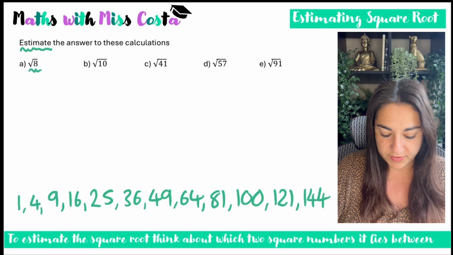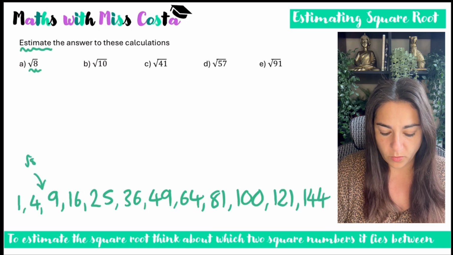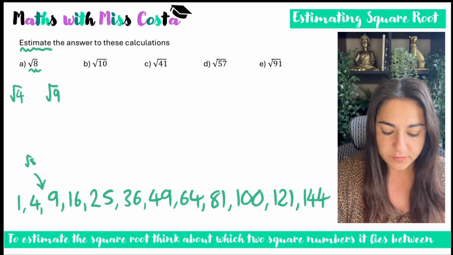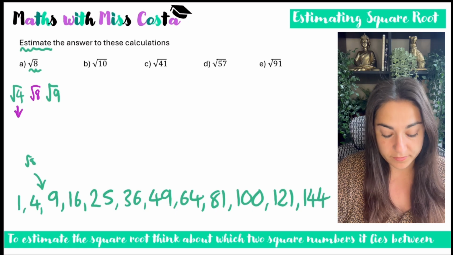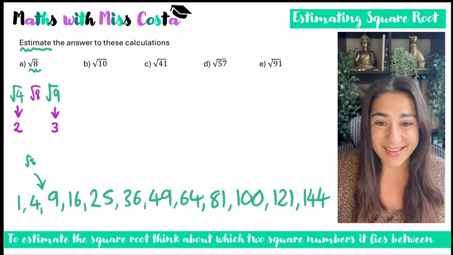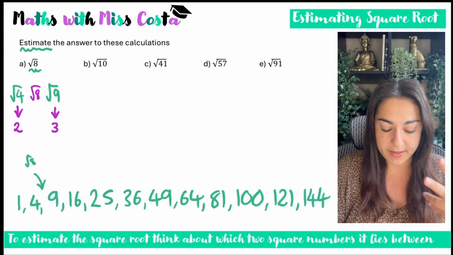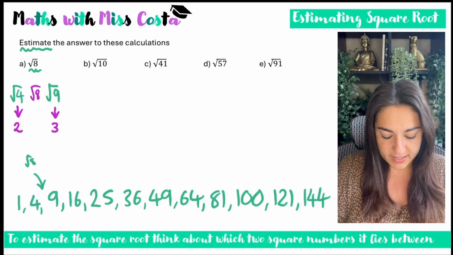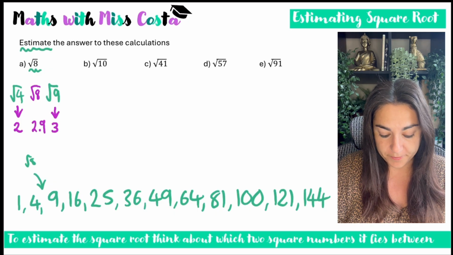So the square root of 8 lies between the square root of 4 and the square root of 9, because 8 is between 4 and 9. So now I want to think to myself, what's the square root of 4? The square root of 4 is 2. The square root of 9 is 3. So that tells me that the square root of 8 needs to be somewhere between 2 and 3. And the square root of 8 is a lot closer to 9 on the number line. So I'm probably going to guess something like 2.8 or 2.9.